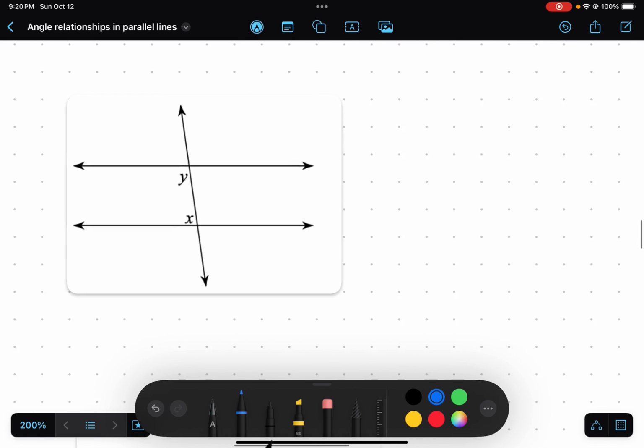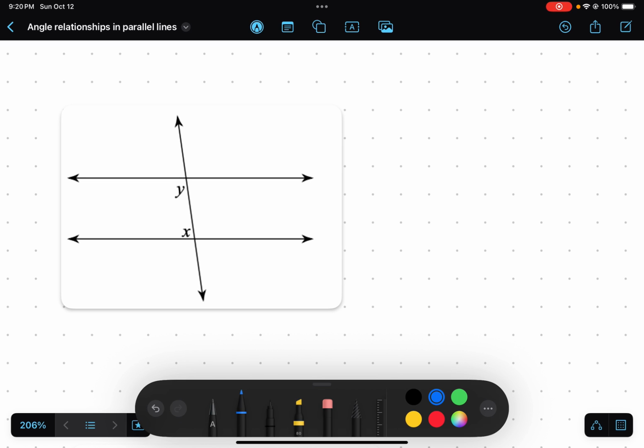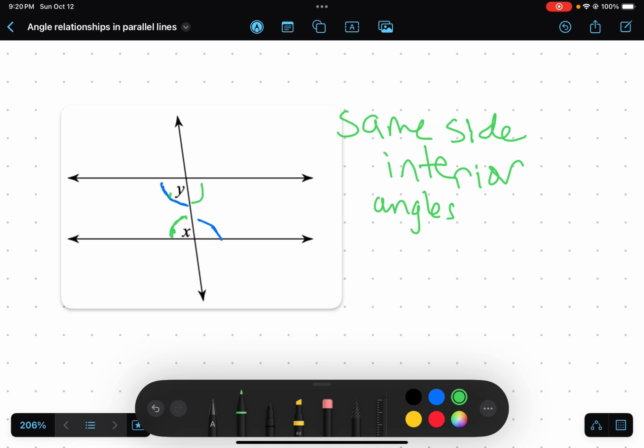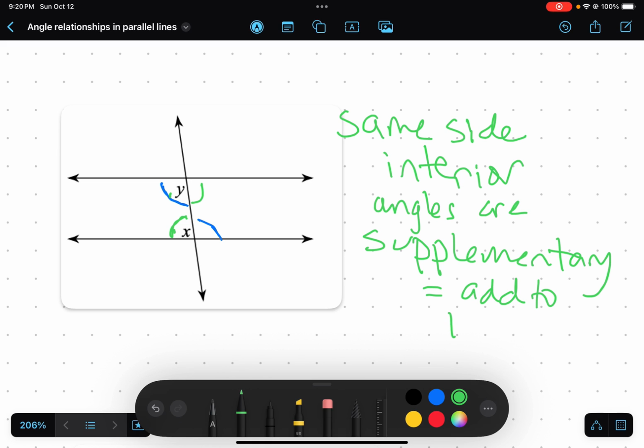Okay, so this one's a little different. So these two angles, if we look at them, they're actually not congruent, right? So those two blue angles are congruent. And so that means these green angles are congruent, which means these two angles are supplementary. And these angles are called same side interior. And so same side interior angles are supplementary, which means they add to 180, because they're on the same side of the transversal and they're both inside the parallel lines.